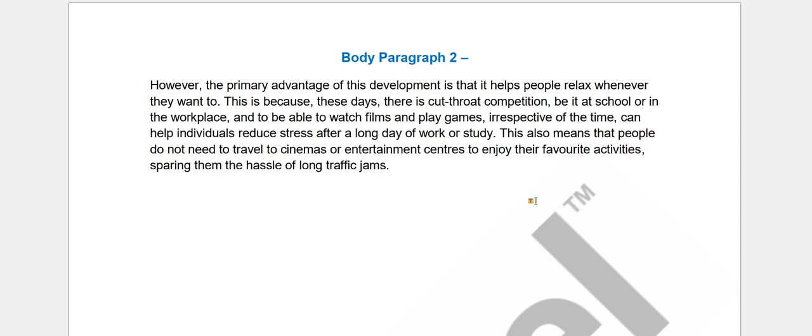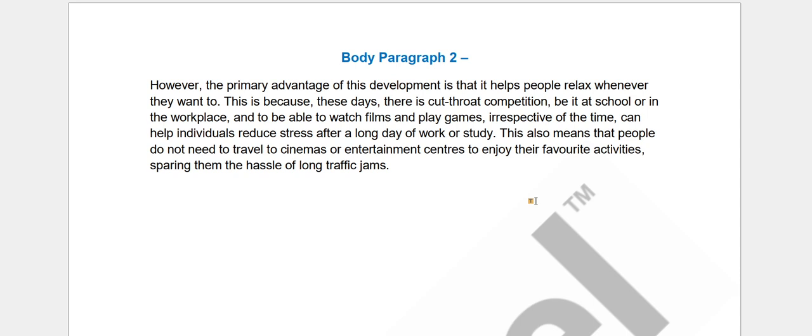This also means that people do not need to travel to cinemas or entertainment centers to enjoy their favorite activities, sparing them the hassle of long traffic jams. What it also means is that obviously, if you want to relax and watch movies, where do you have to go? You have to go to the cinemas if you want to watch the latest movies or the latest releases. And obviously there is a lot of traffic in the cities around the world these days.